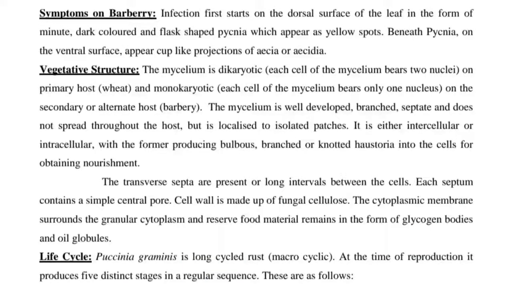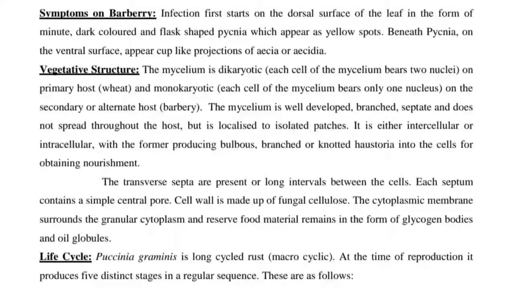Symptoms on barberry. Infection first starts on the dorsal surface of the leaf in the form of minute, dark-colored, flask-shaped pycnia, which appear as yellow spots. Beneath the pycnia, on the ventral surface, appear cup-like projections of aecia, or aecidia.